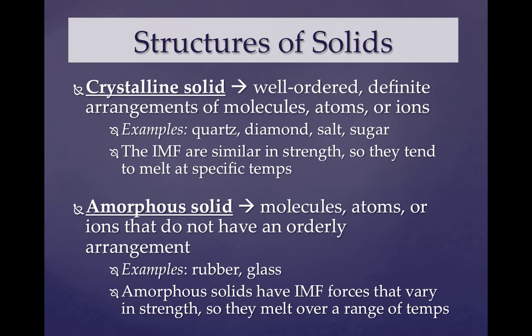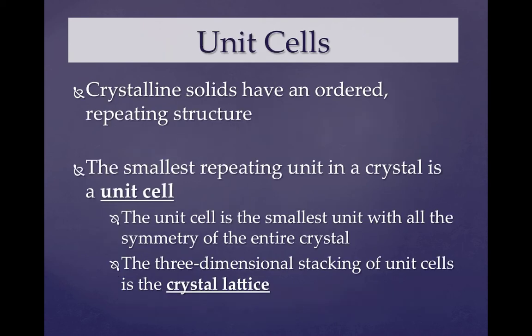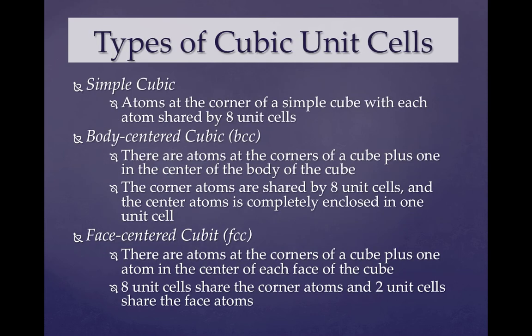Amorphous solids are when there's no orderly arrangement: rubber, glass, anything that you can make curved is most likely an amorphous solid, because a crystalline structure you cannot curve. You're always going to have a straight edge. The amorphous solids have intermolecular forces that vary in strength, so they melt over a range of temperatures.